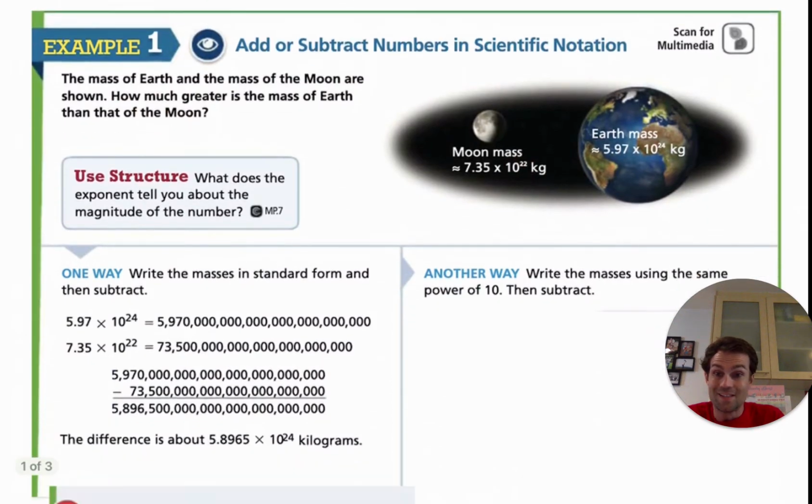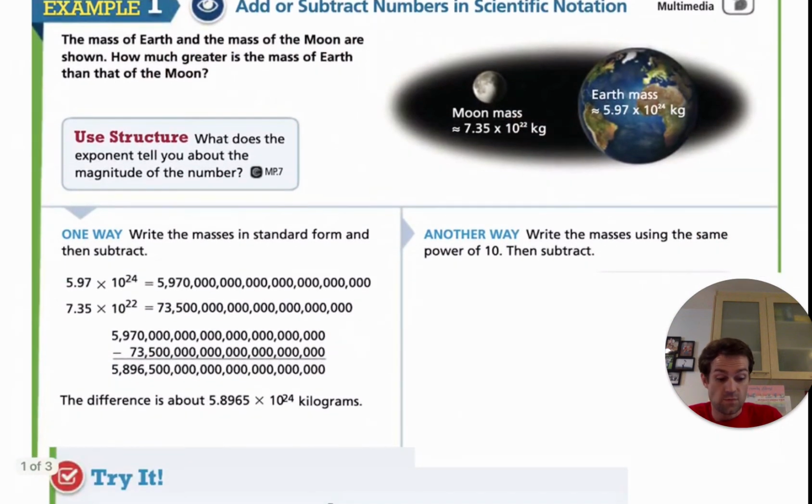So one way we could do this is in standard form. You could write this all out. Wynn did that with 1 centrillion. I can't even remember what number that was, but he said it was 303 zeros. So clearly Wynn would probably like to do it this way in standard form. But there is another way that we can do this. We could write the mass using the same power of 10 and then subtract, because we're finding the difference.